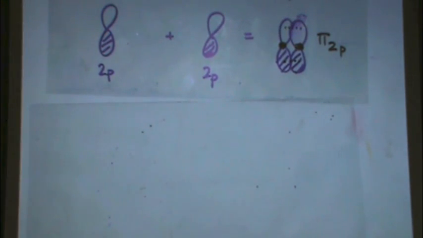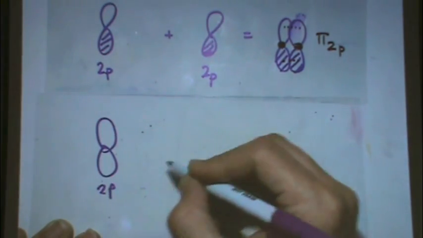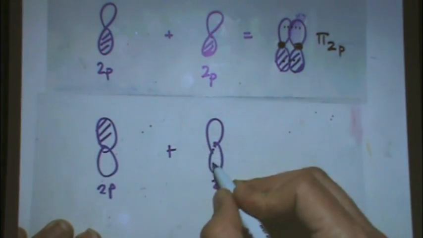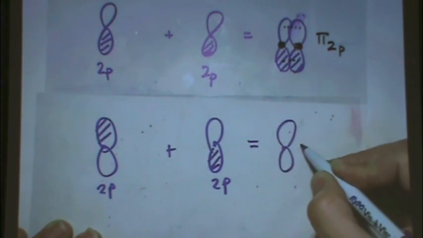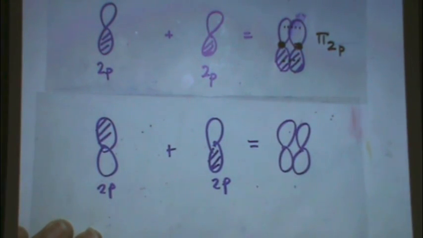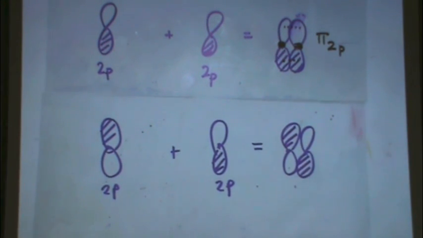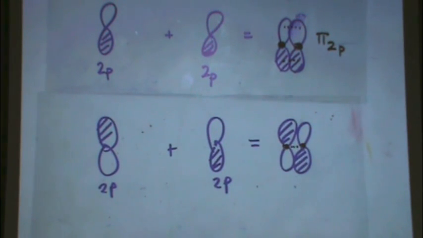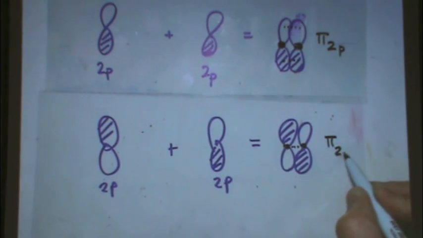Okay, let's try another one. Another 2p with another 2p. But let's put them out of phase with each other. So now, again, draw them right next to each other. They're flying in to bond with each other. But now they're out of phase. Notice again, the bond is not happening via the center. It's happening above and below. So again, I'll call this a pi. It comes from 2p orbitals.